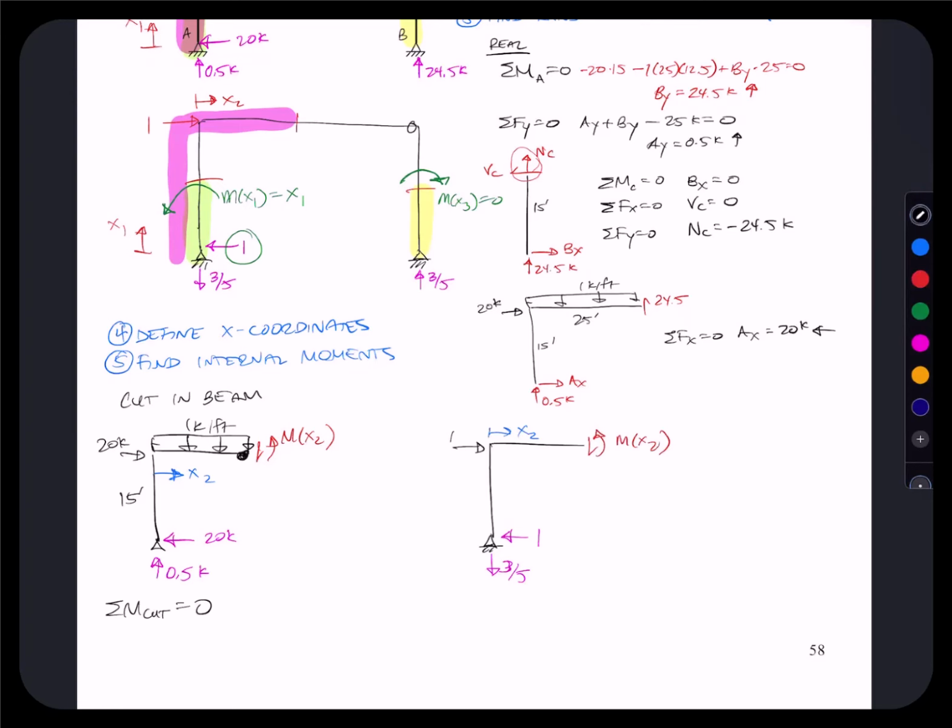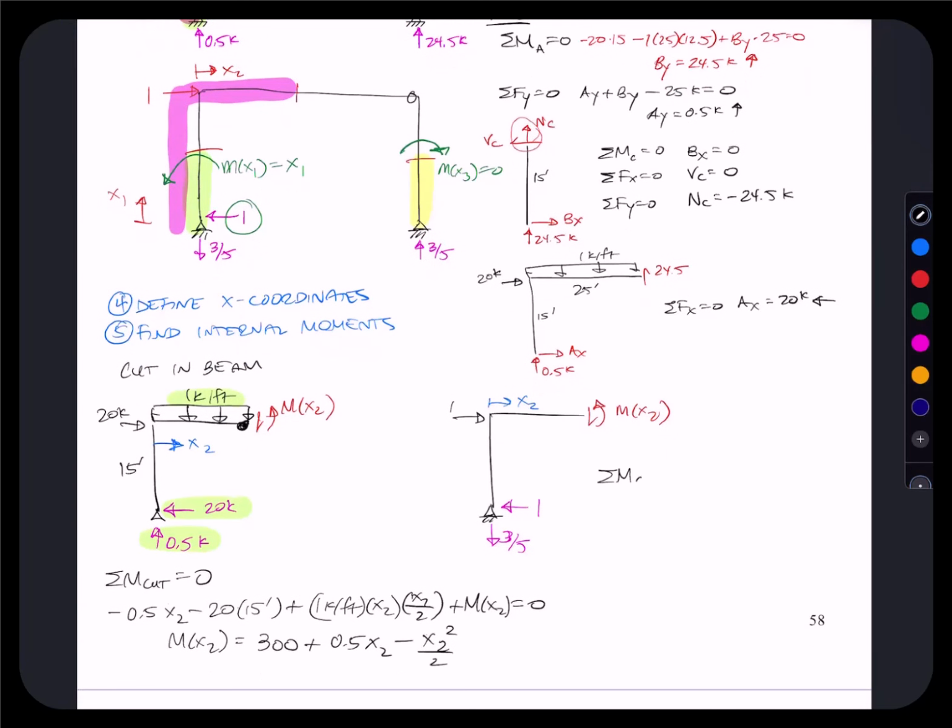Alright, we've got a lot happening, so let's see, this is causing moment, this is causing moment, the 20 kips is not, the 1 kip per foot is. So we've got 0.5 kips negative clockwise times a moment arm of x2 minus the 20 kips times a moment arm of 15 feet plus 1 kip per foot acting over x2 at a moment arm of x2 over 2 plus the thing we're trying to find, big M of x2. So this is going to be 300 plus 0.5 x2 minus x2 squared over 2.